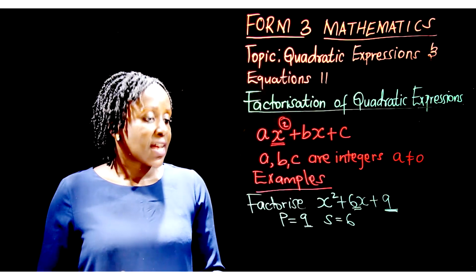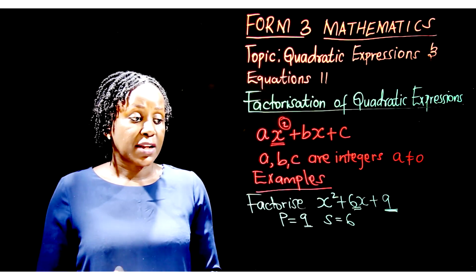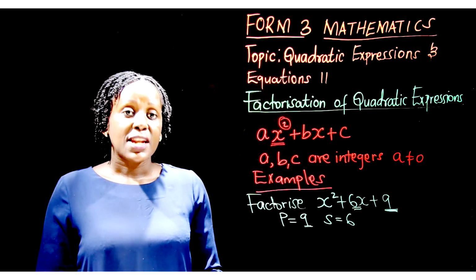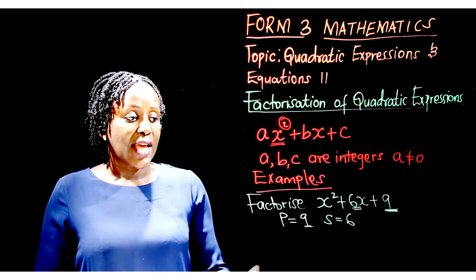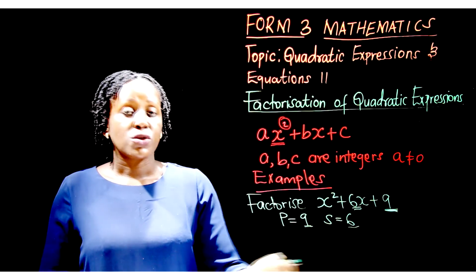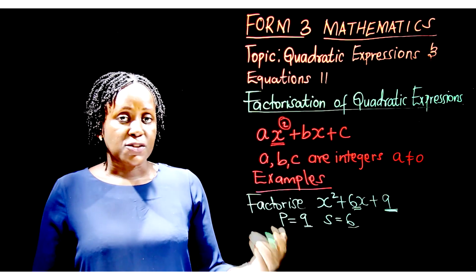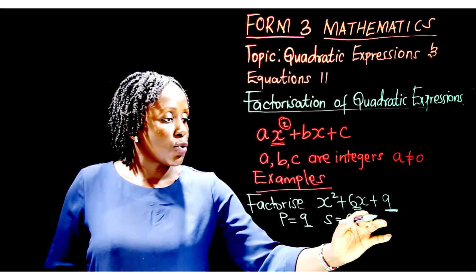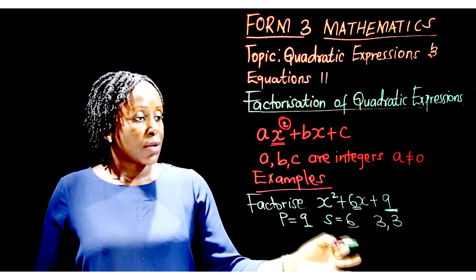So let's test another set of numbers that when multiplied can give you 9. The other numbers are 3 and 3. So 3 times 3 is 9. 3 plus 3 is 6. That means that the numbers that you're going to use to factorize this expression are 2 3s, a 3 and another 3. So how do we use them?